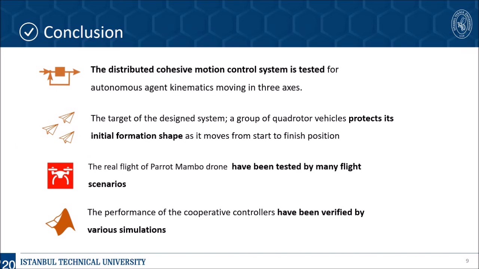The distributed coercive motion control system is tested for autonomous agent kinematics moving in 3 axes. The target of the design system, a group of quadrotor vehicles, is to protect its initial formation shape as it moves from start to finish position. The real flight of Parrot Mambo drone has been tested in many flight scenarios. The performance of the cooperative controllers has been verified by various simulations as the conclusion of this research.